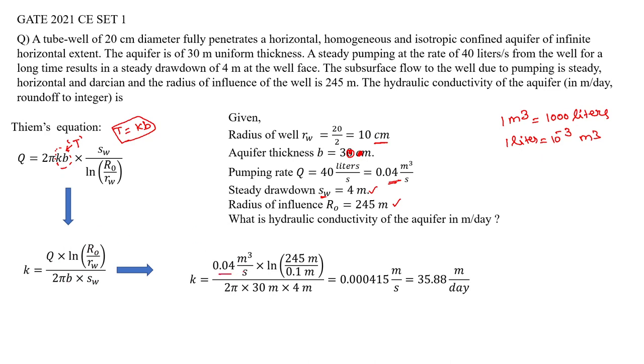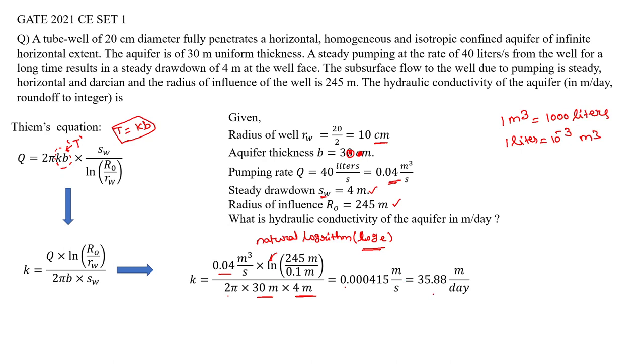So K equals 0.04 meter cube per second into ln, this is the natural logarithm. That means log of e, not log of 10. Keep that in mind. Ln of 245 meters divided by 0.1 meter, because the radius is in centimeters so we convert into meters, divided by 2 into pi into the width of the aquifer B, which is 30 meters, into Sw 4 meters.